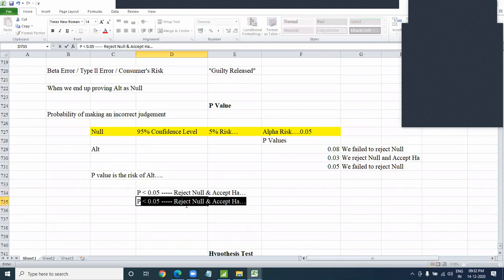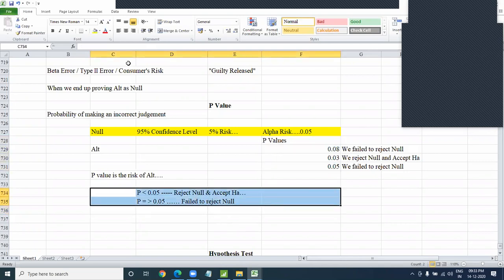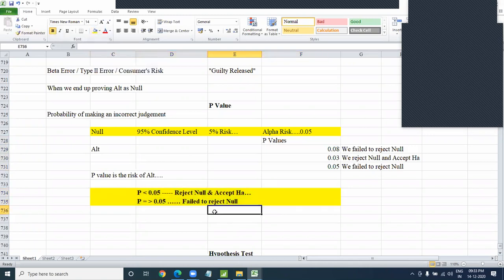What if we have a p-value which is equal to or more than 5%? If it's equal or more than 5%, then you fail to reject null. Whatever we did here, we can summarize this. This is what we have to keep in mind every time we are doing any statistical test, and we should get our answers.